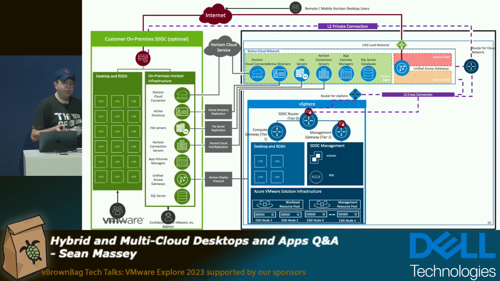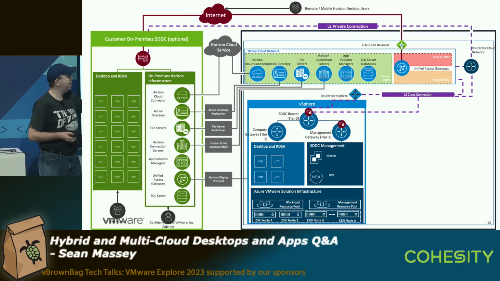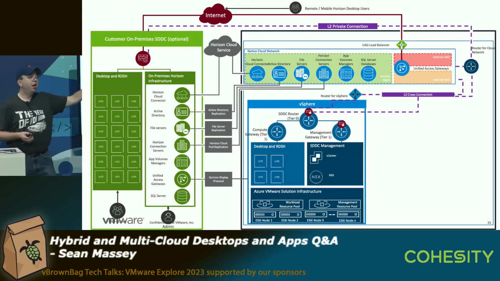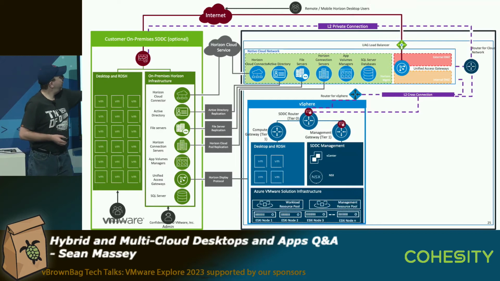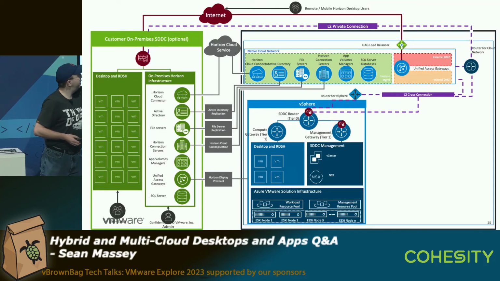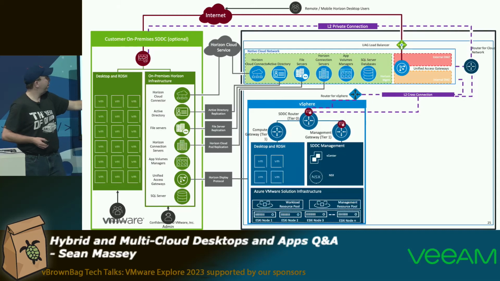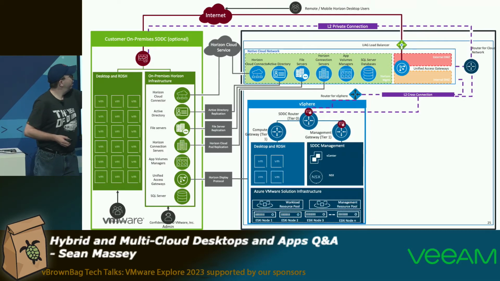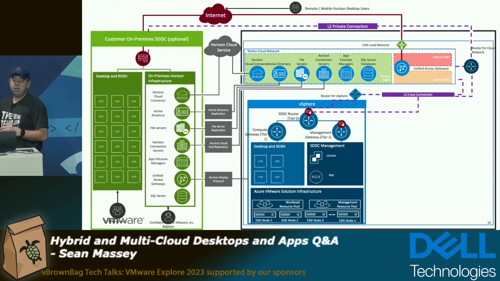So at a high level, when we do Horizon in the cloud and we start factoring in all of our services, this is kind of what it looks like. We have our Horizon environment, whether it's all in SDDC or deployed in the native public cloud. We have things like Active Directory and our file servers, things that we have to be able to replicate and connect from on-prem to the cloud.